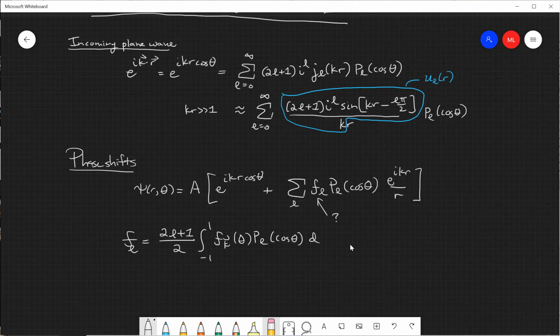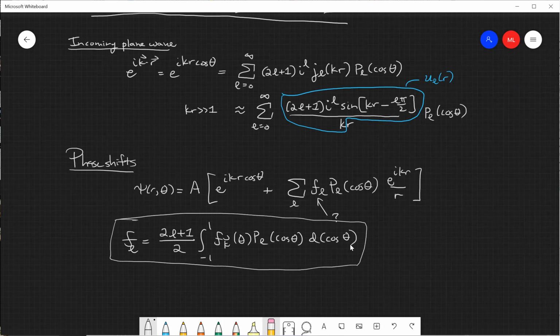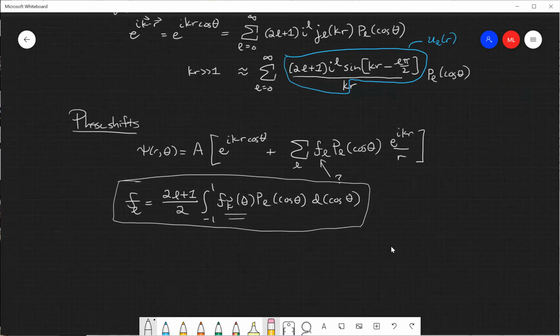But this is what d cosine theta is: sine theta d theta. This is what they are in terms of the amplitude function. Remember, this is how you do an expansion basically in the Legendre polynomials. And the normalization just comes from the version of completeness for the P of L's. But that's not particularly important.